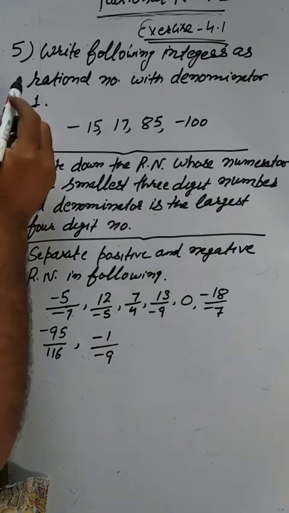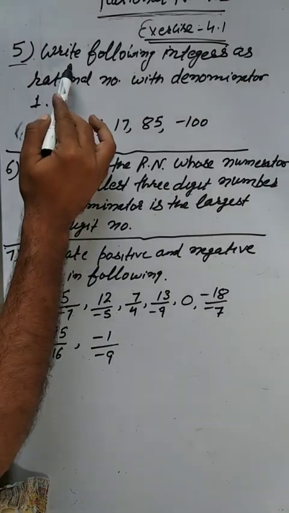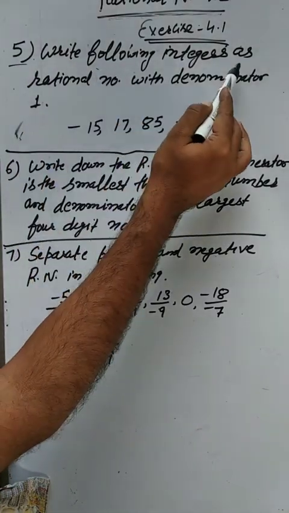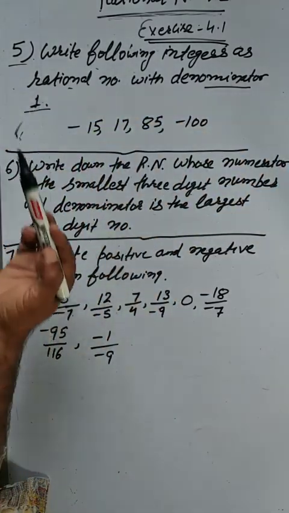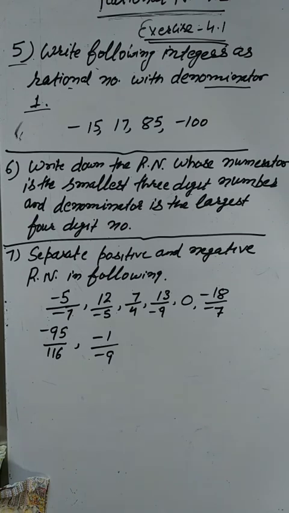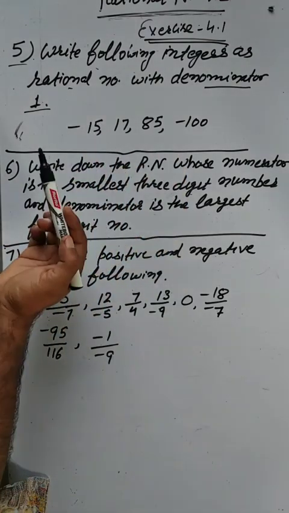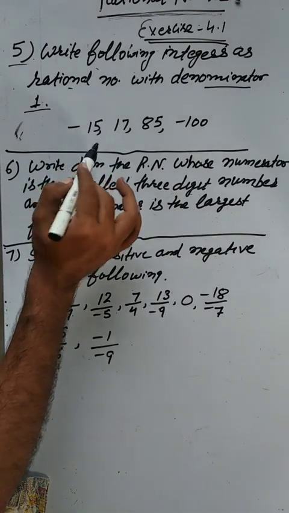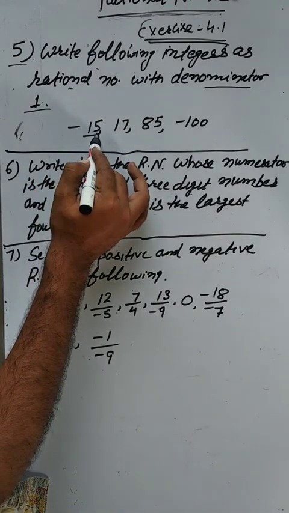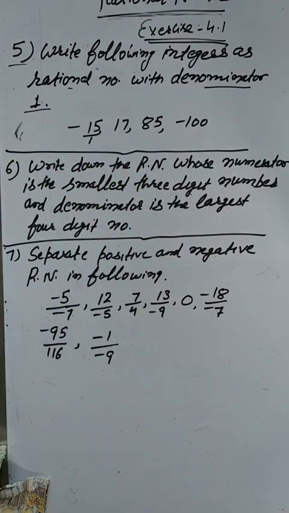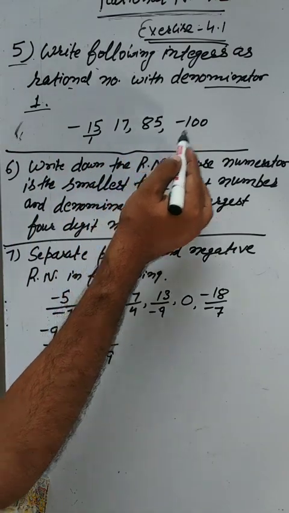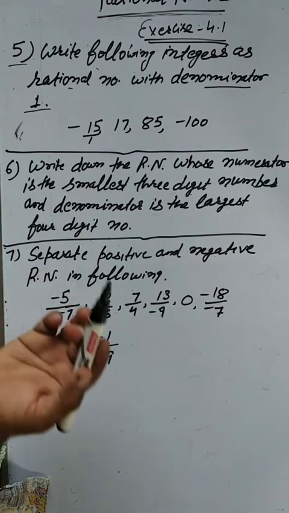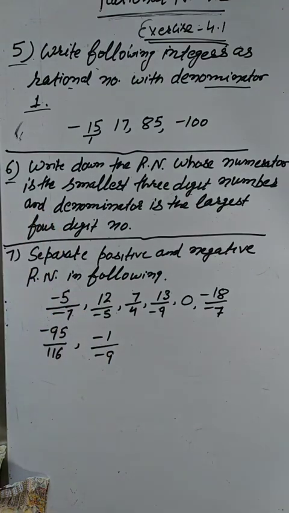Yes beta, next is question 5th. Write the following integers as rational numbers with denominator 1. Means simply you will put denominator 1. Minus 15 upon 1. Similarly 17 upon 1. 85 upon 1. Minus 100 upon 1. This is your answer.